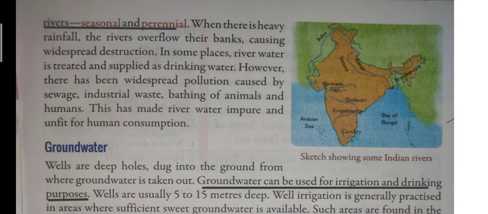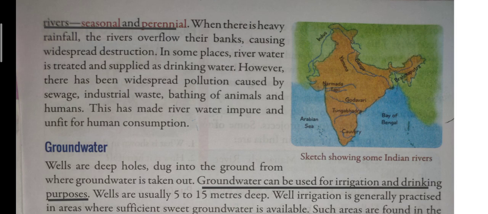Now, children, in places where not much water is available for drinking, river water is treated. Treated means it is made clean. So the river water is made clean so that people can drink the river water also.